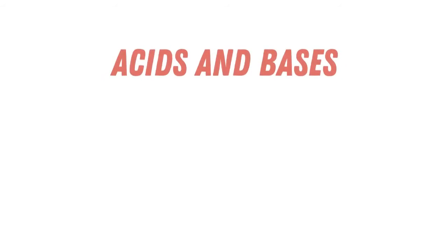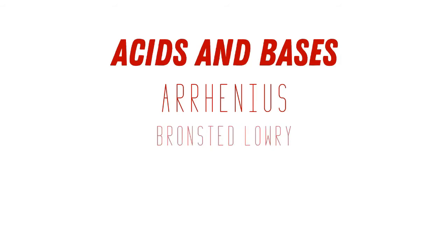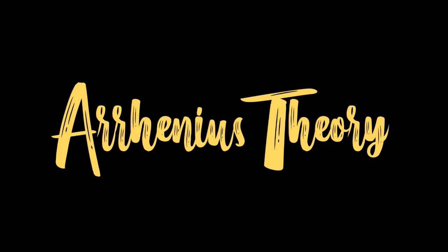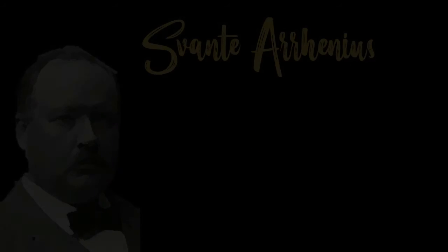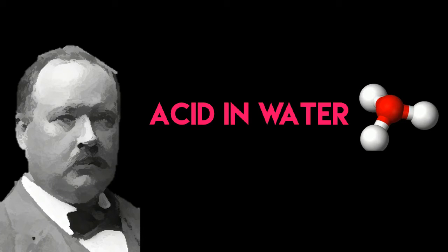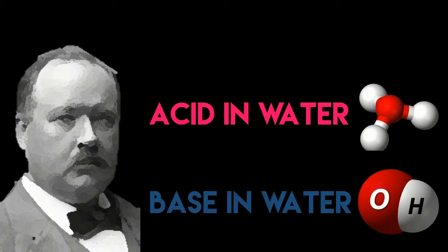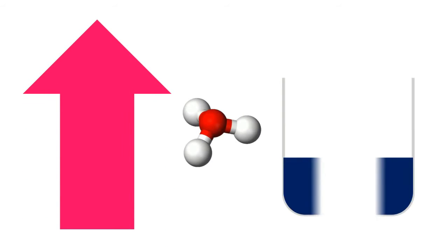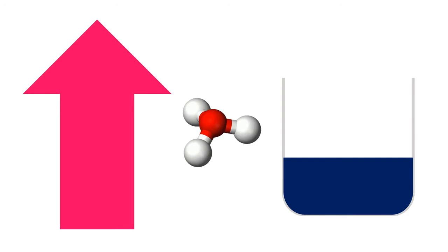We will discuss the three classifications of acids and bases based on the three theories, namely Arrhenius, Bronsted-Lowry, and Lewis. In 1887, Svante Arrhenius introduced the Arrhenius theory, stating that acids dissociate in water to produce hydrogen ions, as opposed to bases, which dissociate in water to produce hydroxide ions. Arrhenius acids increase the amount of hydronium ions in a solution. The Arrhenius theory, however, is only restricted to aqueous solutions.